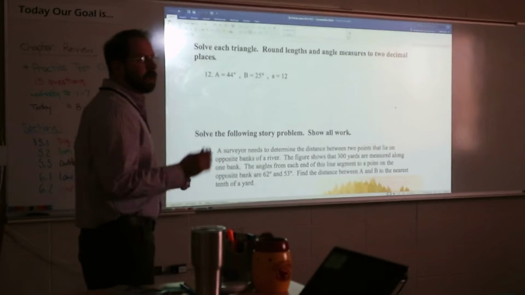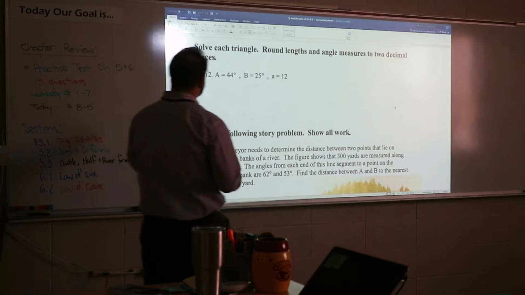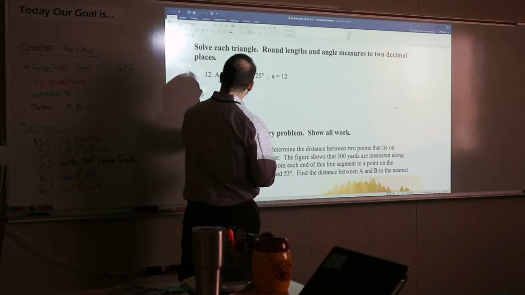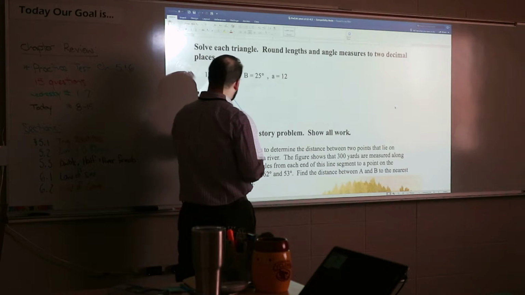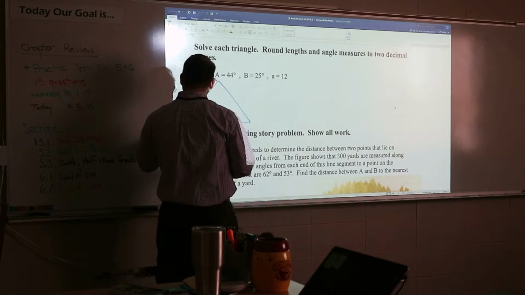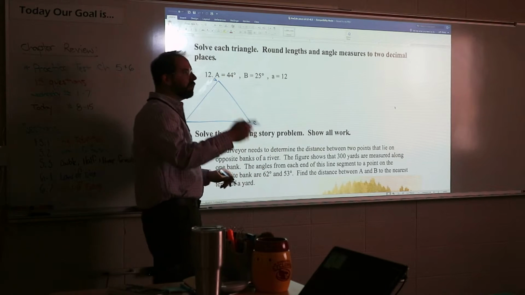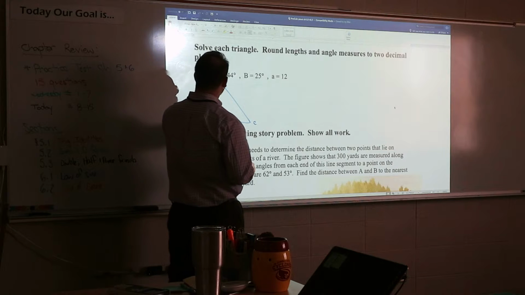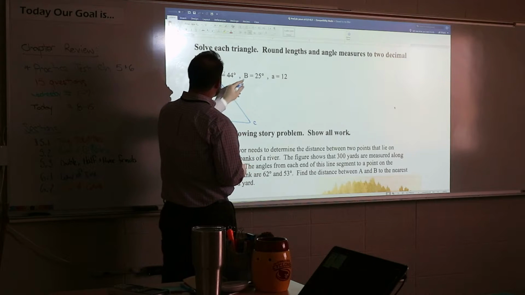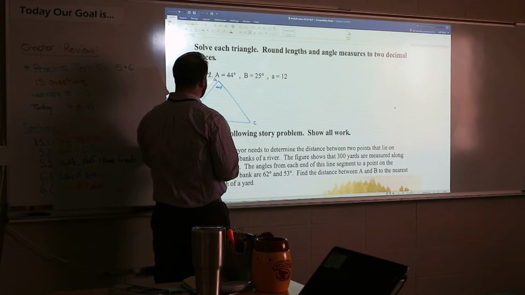Okay, here we go. Number 12. For solving this triangle, here's how I like to draw number 12. I like to draw a triangle. You can label these with anything you want. I'm going to go A, B, and C, and you're going to put A, B, and C on the triangle in their respective spots. So angle A is 44, or angle B, I should say, is 25.